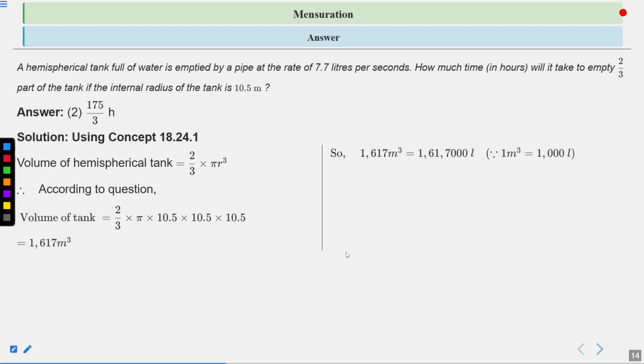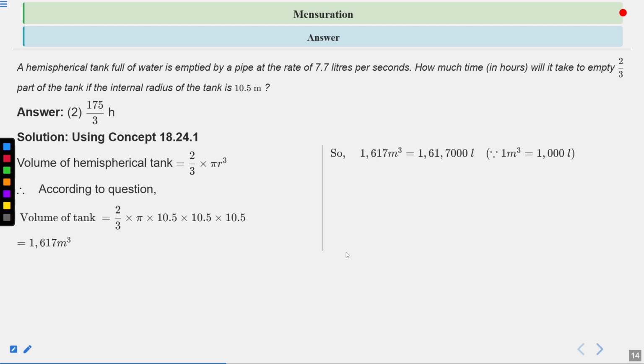Now, when we have the volume in cubic meters, to convert to liters, 1000 liters equals 1 cubic meter. So we multiply by 1000: 1617 multiplied by 1000 becomes 16,17,000 liters.